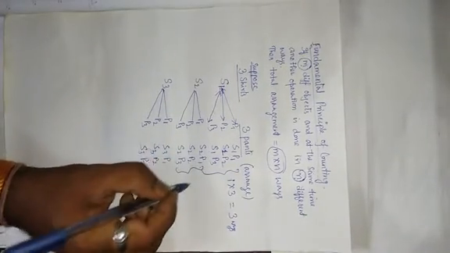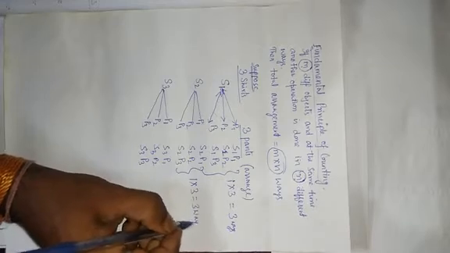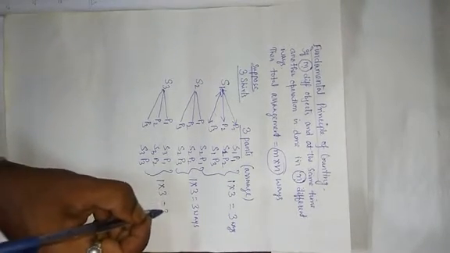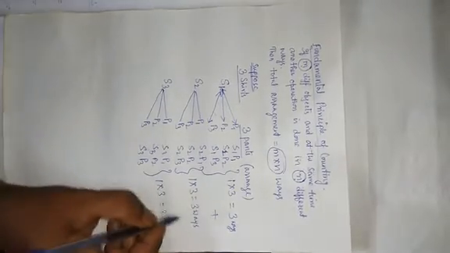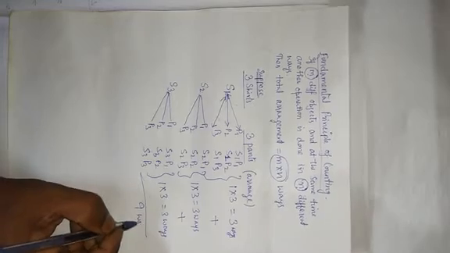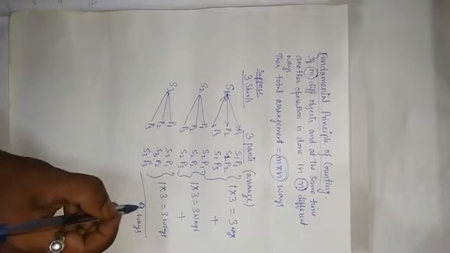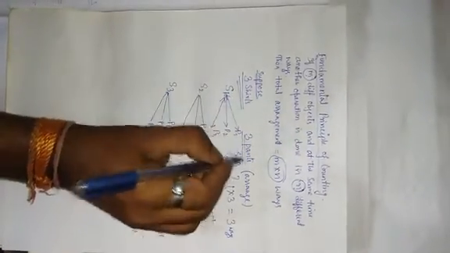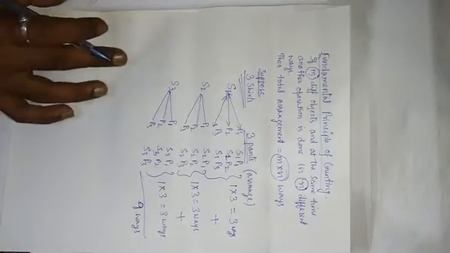Same way, if I go with this, I will get 3 more ways. And if I go with this, I will get 3 more ways. So if I add all this, how many ways will I get? I will get 9 possible ways of wearing the shirt and pant. So I think you have understood.